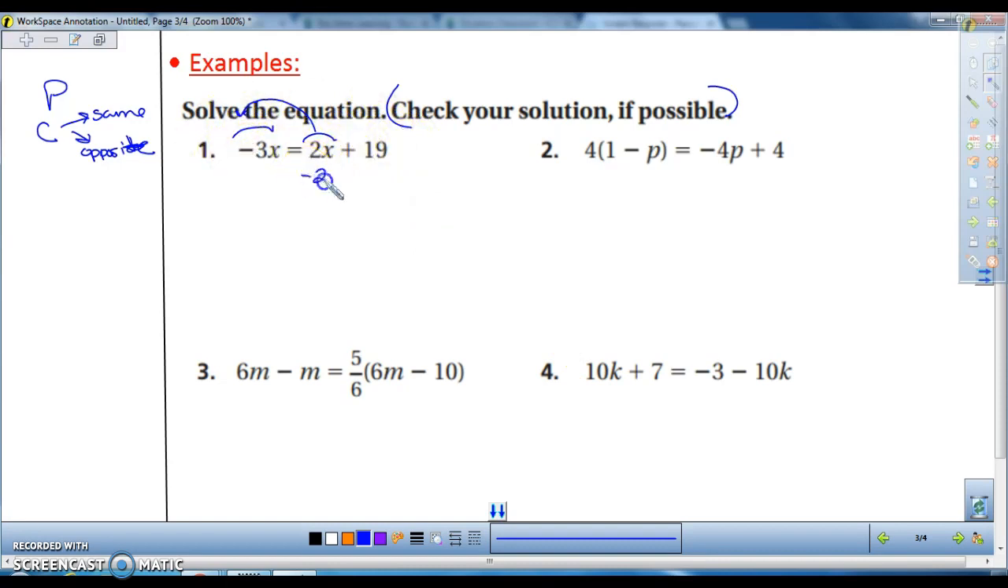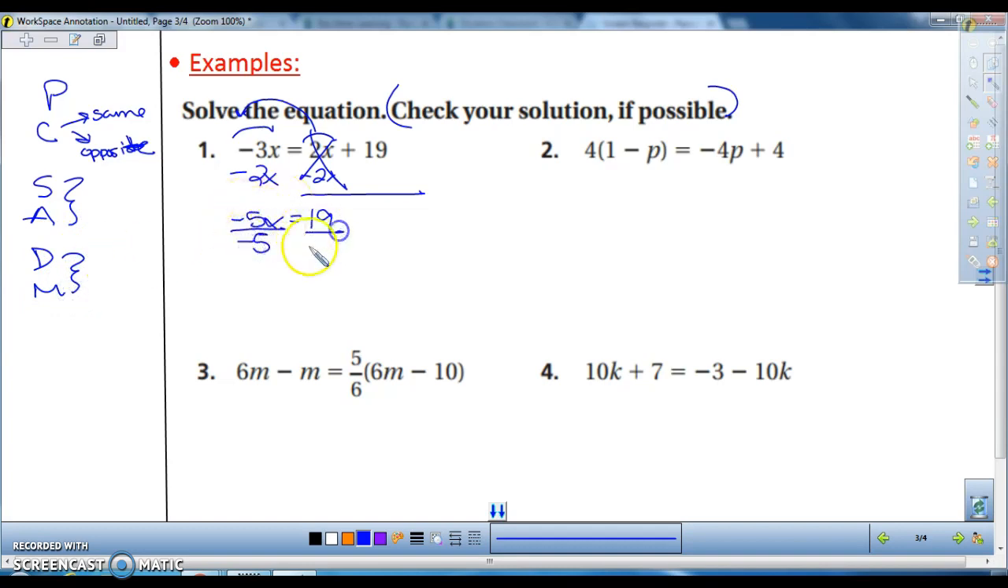So I'm going to take away a 2x, because I want to undo what's right here, leaving just 19. 3x minus 2x is negative 5x. Okay. Is there any subtraction or addition to undo now? Nope. Is there any division or multiplication to undo now? Yes. There's multiplication, so divide by negative 5. Divide by negative 5. Negative 5 divided by negative 5 is 1, leaving us with x. That's the reason why we divide it, so we had x by itself.